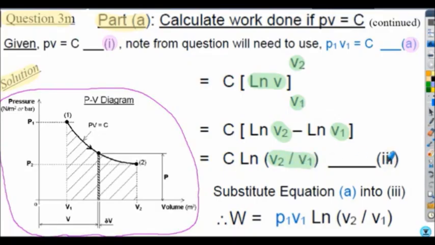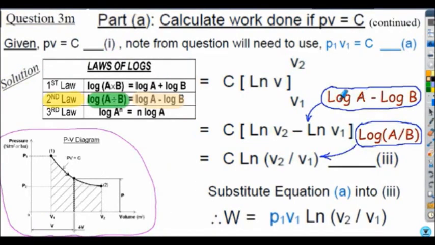That forms equation 3. Just for your reference, here's the application of the second law of logarithms: log of a minus log of b. That's our ln V2 minus ln V1. The fact we're using natural logarithms is irrelevant. Remember, the laws of logarithms apply to any base. And using the second law, that can be written as ln of a divided by b, where a is V2 and b is V1.